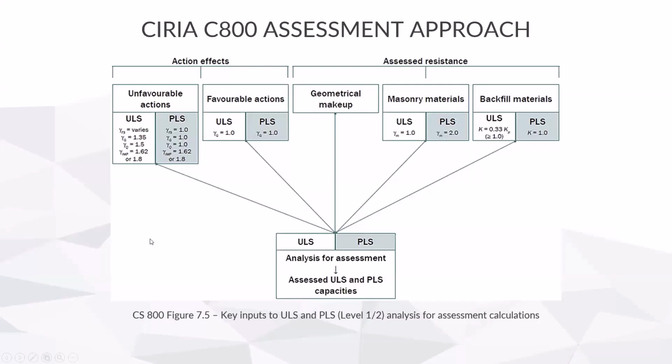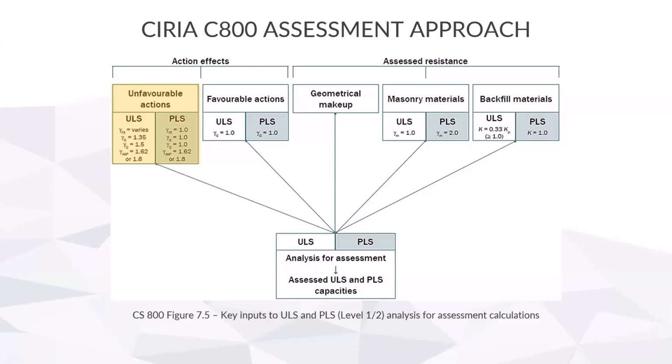Just to say that here you can see an extract from C800 that summarizes the applicable inputs, including the partial factors to be applied in both the ULS and the PLS assessments. Since we're relying on primary modes of resistance in the PLS, the degree of modeling uncertainty is lower than for the ultimate limit state calculations, and that is accounted for in the lower unfavorable action effects for the PLS. So we can see here on the right, these values are typically lower than the ones that we're looking at for the ultimate limit state.